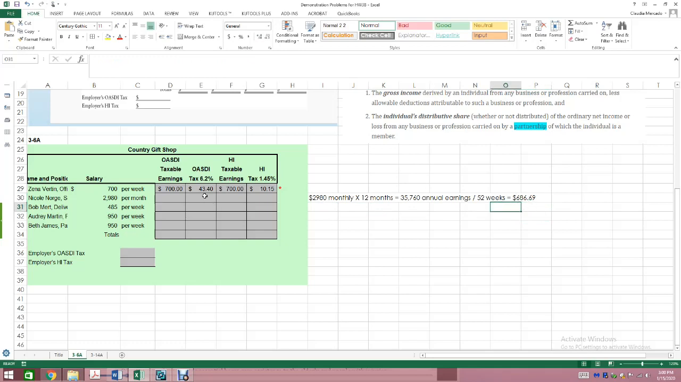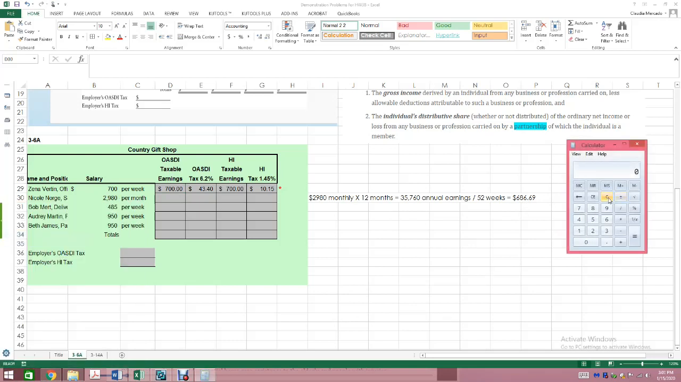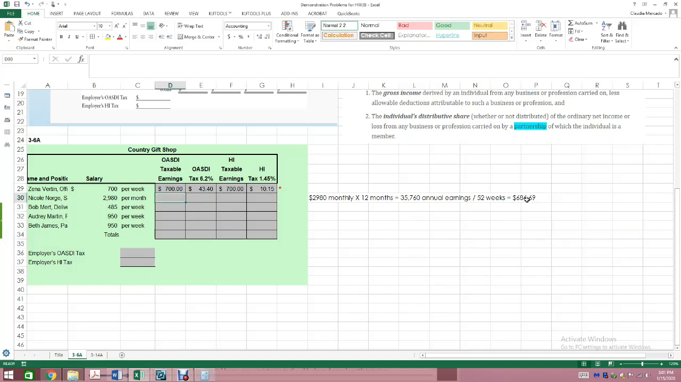So, how much is taxable for this week? 686.69. I'm sorry, was it 686? Let me rerun that number. I think I typed it out wrong. Let me see. 35,760 divided by 52 weeks. 687. I'm sorry. I knew I had something off here. It's 687.69. So, what is my OASDI taxable earnings?